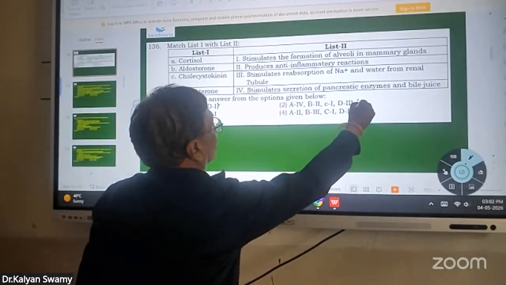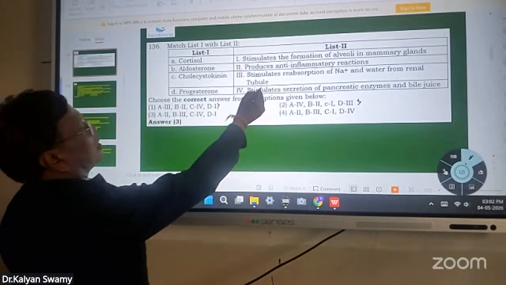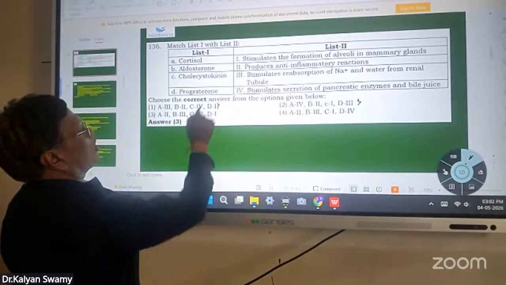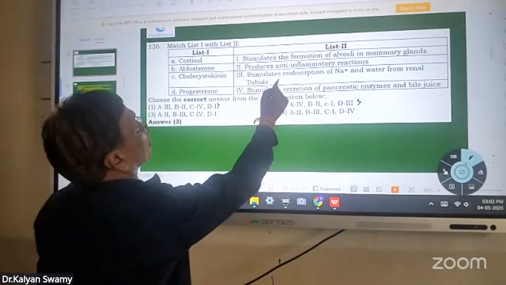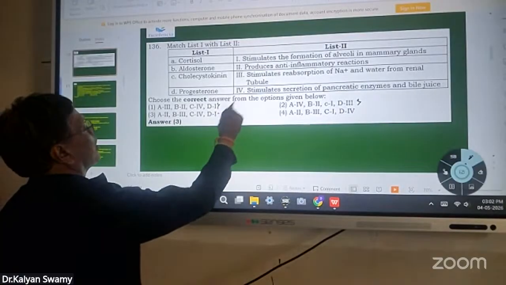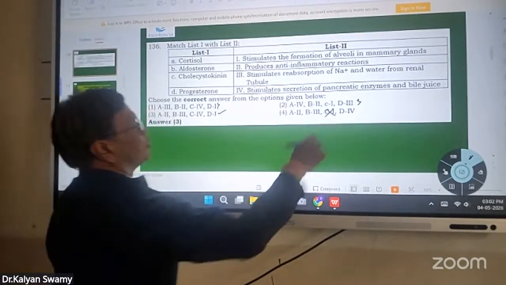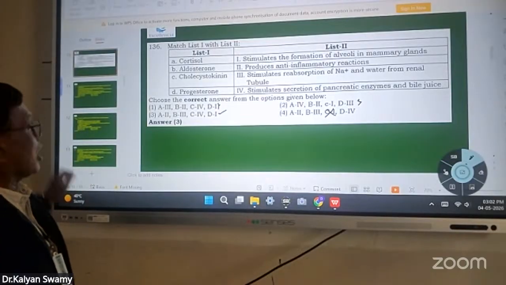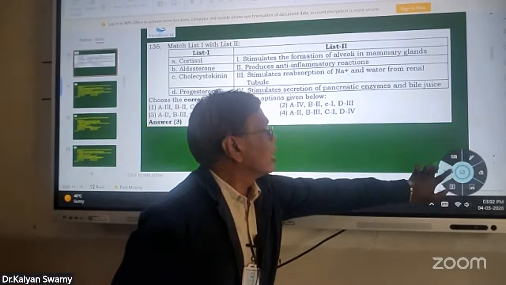Then aldosterone, that is B3. B3, both are there. Cholecystokinin, stimulate the secretion of C4. Here only one is there. Here C1 is wrong. Like in this way, we can save the time.